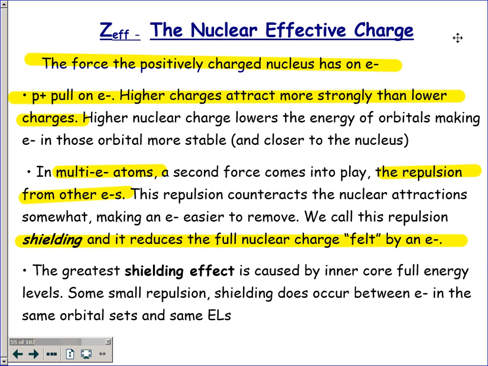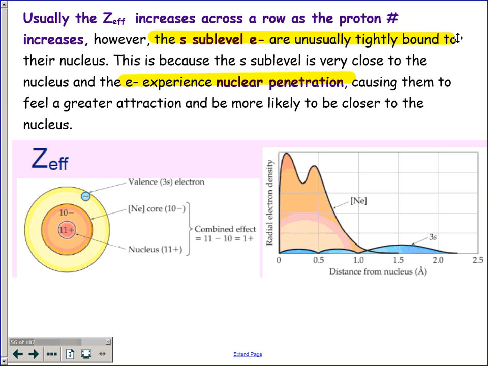And we're going to pass this. Okay, so the factor that we talk about across a period is ZEF, nuclear effective charge. The factor we talk about going down a group is what? Shielding effect. That's not this, that's on the next slide.